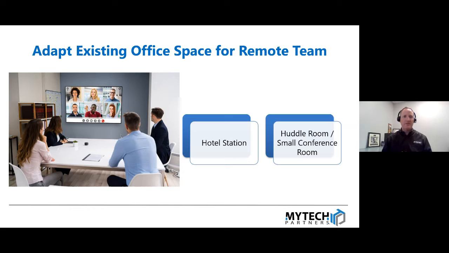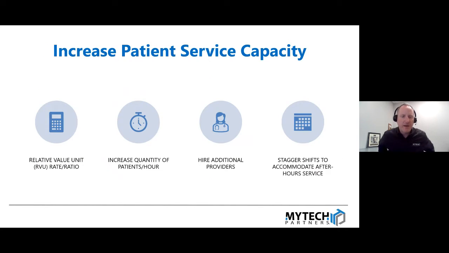So those are some things to consider as far as your existing space. Are you taking an existing small conference room or huddle space, or do you need to convert some admin space to facilitate something like that, or to facilitate a hotel station? Just something to consider as opposed to an all or none, no admin space versus all patient serving space. That might be something to consider. Again, we'll talk about that technology a little bit later. Now, from a business perspective, what does that offer us the opportunity to do?